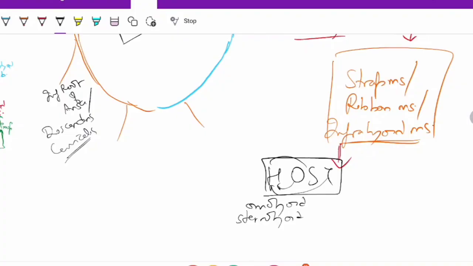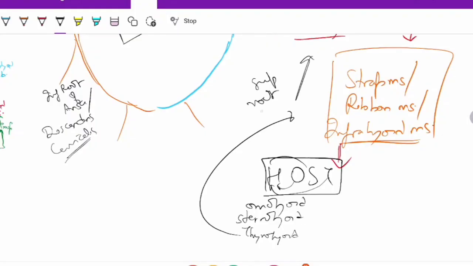Then again it is TH, that is thyrohyoid. But from our knowledge, thyrohyoid is already being supplied by the superior root, so it is excluded. And the last is sternothyroid. So 1, 2, 3.